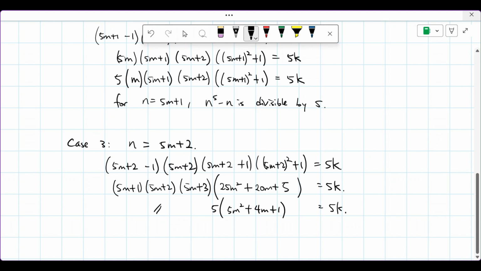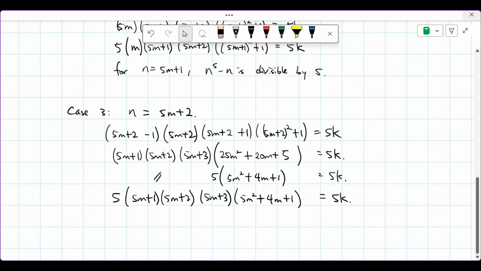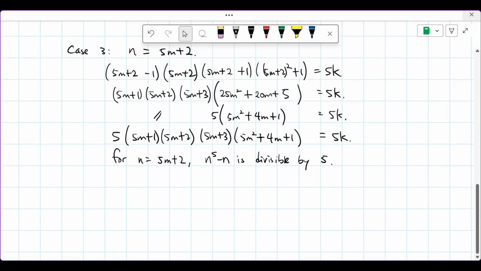So my entire thing can be rewritten as 5 times 5m plus 1, 5m plus 2, 5m plus 3, and 5m squared plus 4m plus 1. So same thing, the remaining expression is an integer and 5 is a multiple. So we can say that for n equals 5m plus 2, n to the power 5 minus n is divisible by 5. I think we only have 2 more cases to go.